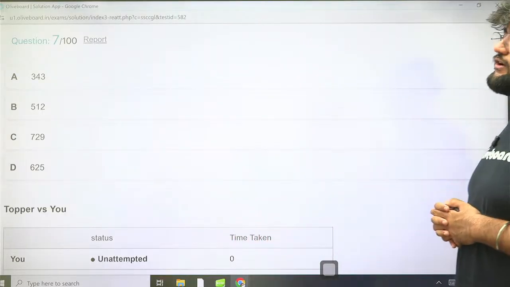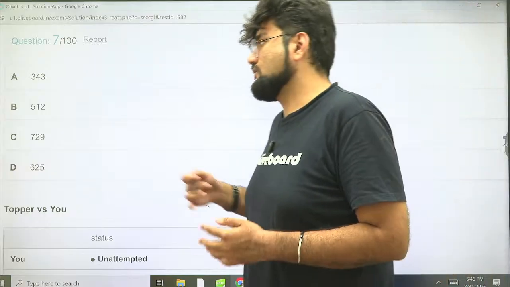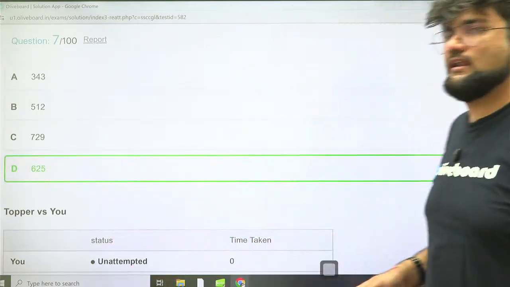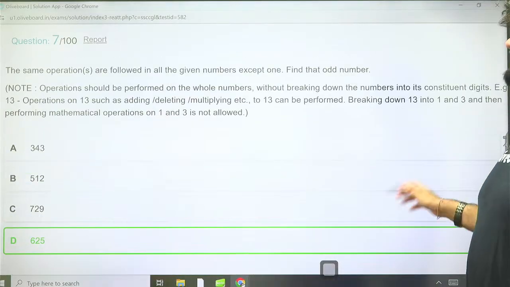Odd one out: 343 is 7 cube, 512 is 8 cube, 729 is 9 cube, 625 is 25 square. Option D is the correct answer. 13 seconds. Next.